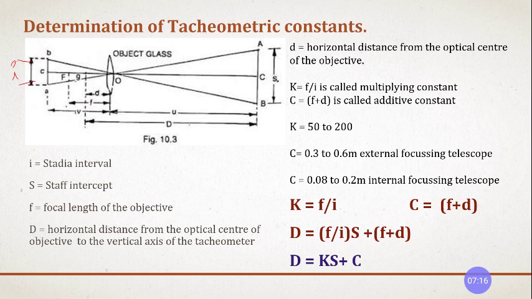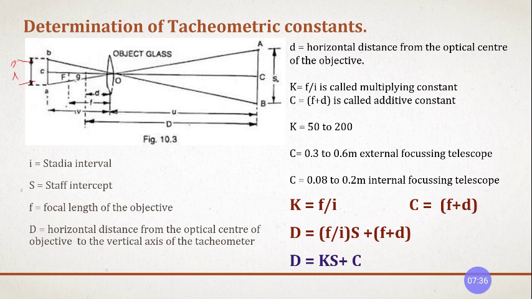Just multiply with the multiplying constant, which is given to you every time, and the additive constant is 0, right? If the additive constant is given, you have to take it. If not, it will be 0. kS + c. S is what? S is your staff intercept.